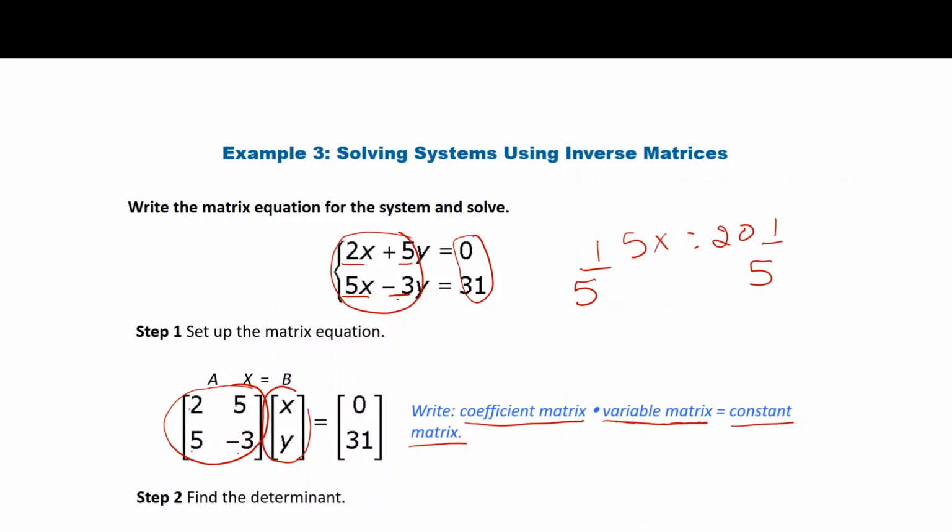The first step to finding the inverse, we need to find the determinant. Let's remember, how do you find the determinant? You multiply your diagonals. 2 times 3 is 6, minus 5 times 5 is 25. So 6 plus a negative 25, and actually 2 times negative 3. So negative 6 plus negative 25 equals negative 31. So we do have a determinant, and it is negative 31. So let's keep that in mind.